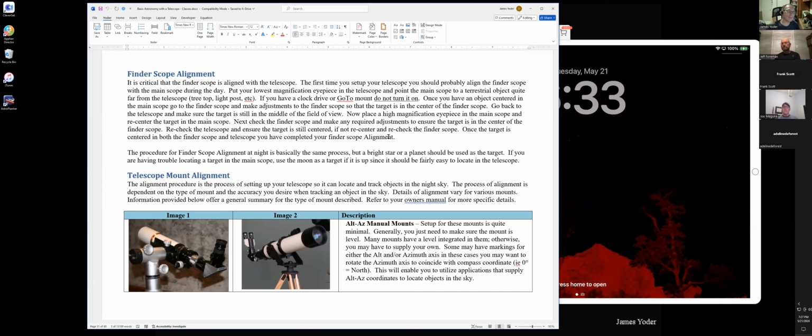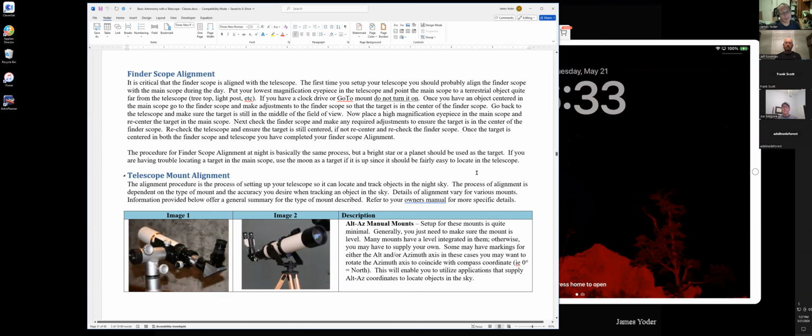Then go back to your main scope. Make sure it's still in the same field of view. And if it's not, then you go ahead and get it centered up and do the finder scope fine tuning on there.